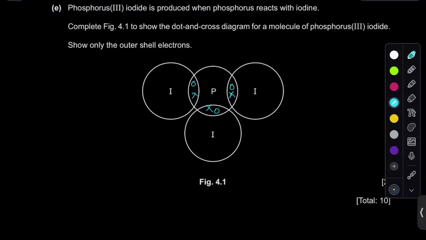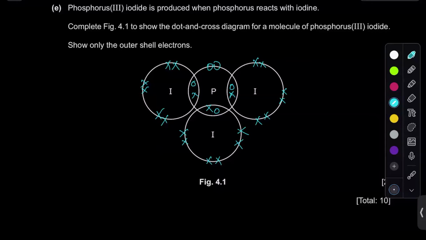So phosphorus में 5 होते हैं, उसमें से 3 शेड हो गए. So 2 left, iodine में 7 होते हैं, उनमें से 1 शेड हो गया. So 6 left. So it's important कि पहले आप bond electrons बनाओ and then आप lone pairs बनाओ. So same for the rest of them. Don't forget to complete it. And yep, there you go.